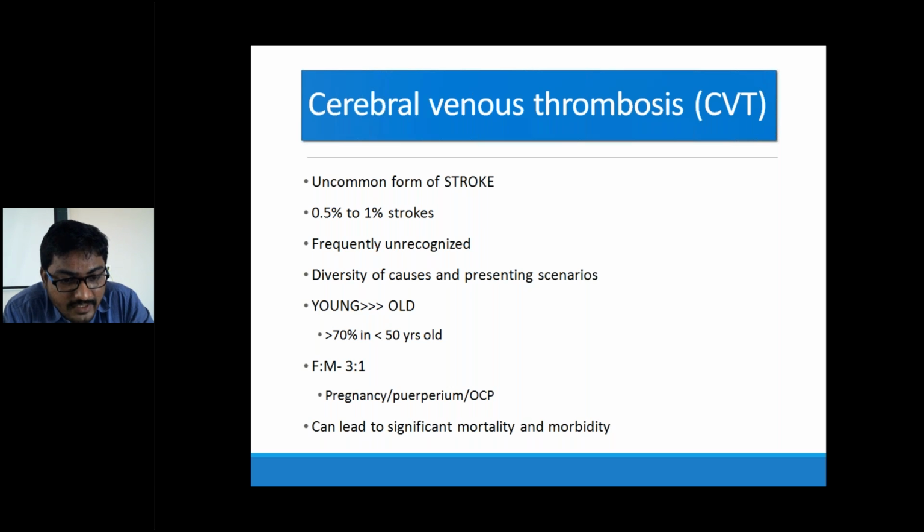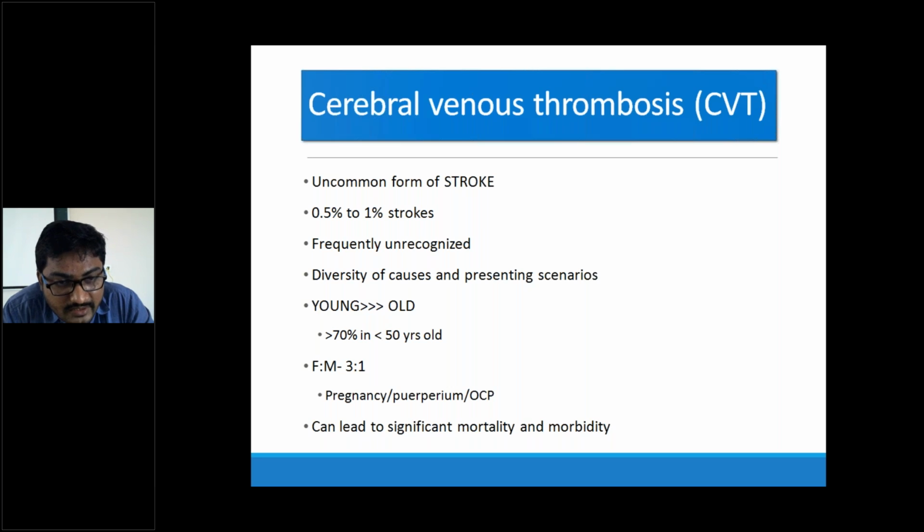In females, the most common causes are pregnancy and postpartum, and oral contraceptive pills. In my study, pregnancy was very few, and postpartum accounted for 10 cases out of those 16 cases. OCPs are 2 to 3 cases I have seen.